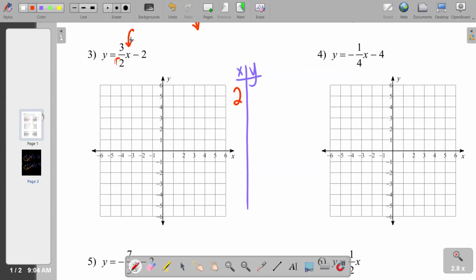What's 2 divided by 2? 1 times 3 is 3. And then you go that answer minus 2. 3 minus 2 is 1. Grady asked, could we do 0? And the answer is wholeheartedly yes. Always grab 0. It's the most simple thing to do. What's anything times 0? 0. And what's 0 minus 2? -2.